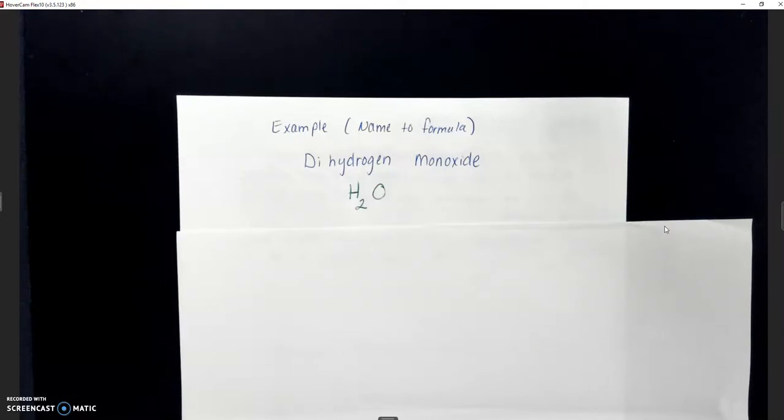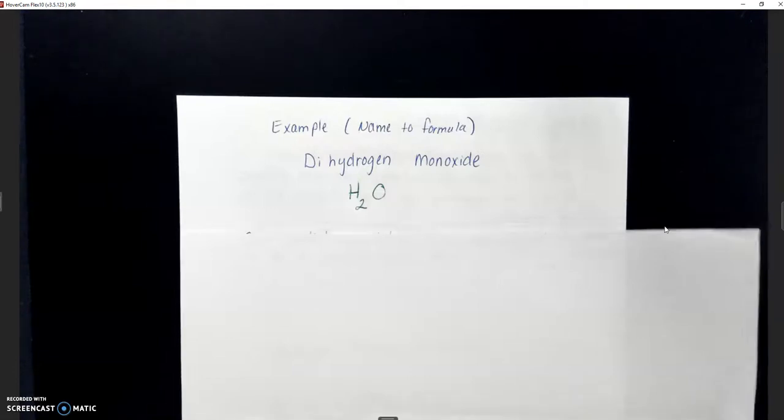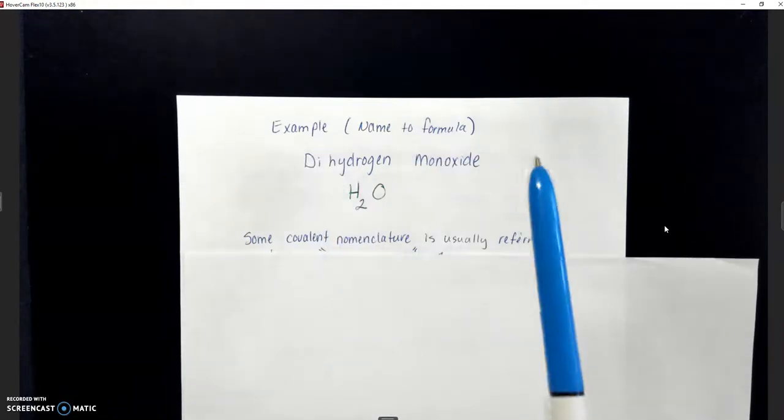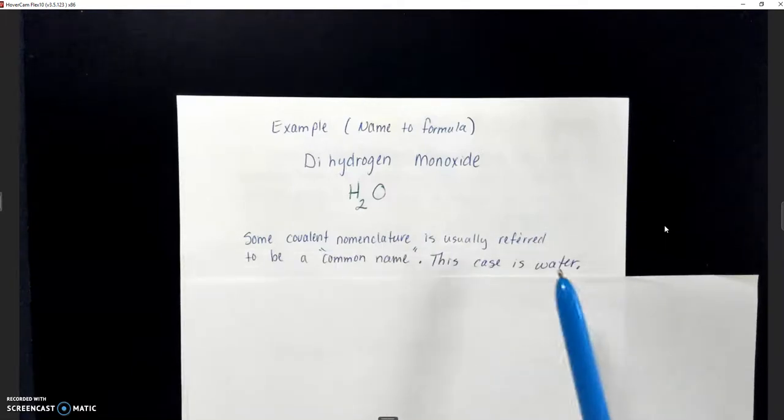Ladies and gents, what is H2O also known as? It's known as water. You should have known that. If you didn't know that, you should probably read a few books before you join AP Chemistry. Some covalent nomenclature is usually referred to by a common name. In this case, dihydrogen monoxide is just called water.